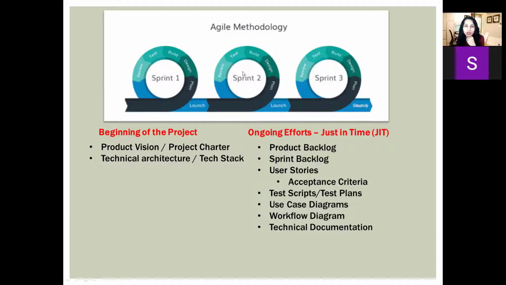So in each sprint, we're doing this documentation, but before we get to the sprint, at the very beginning of the project, we need to have a product vision or a project charter, which we have typically in the waterfall scenario as well. And then at the very beginning, we need to identify the technical architecture or the tech stack that we'll be using.